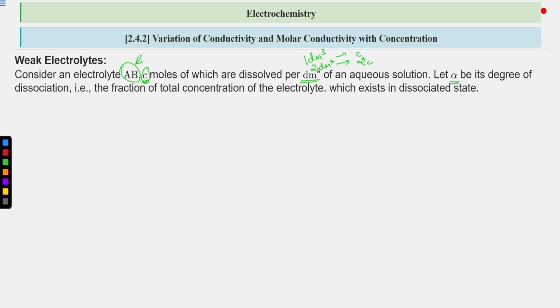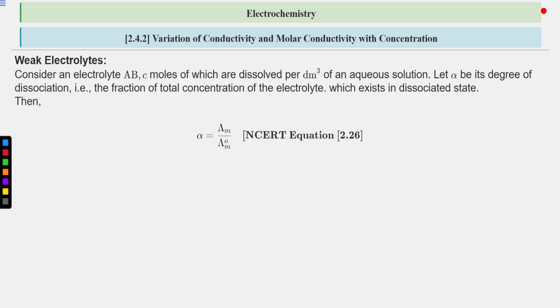Okay. Now, let alpha be its degree of dissociation. Degree of dissociation means in which amount the electrolyte we have taken, which is AB, is dissociating. Of course, if it is AB, it is having a positive ion and a negative ion, right? Let's suppose A is a positive ion, so A positive and B negative. Now, what is the degree of dissociation of this AB electrolyte? That is how much this electrolyte is dissociating. That is the fraction of total concentration of electrolyte which exists in the dissociated state.